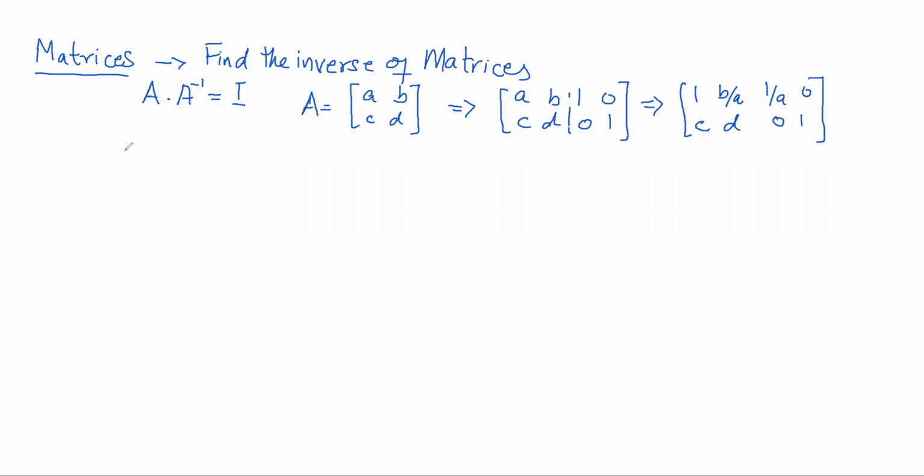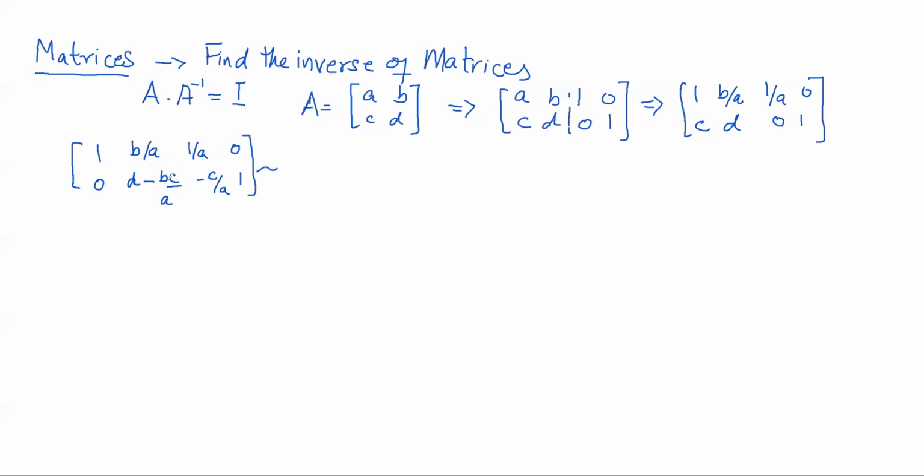Now, to make this C as 0, we multiply the first row by C and subtract it from the second row. So the first row is 1, B over A, 1 over A, 0. The second row will be 0, then D minus BC over A, and then minus C over A, and then 1. These are the row operations.